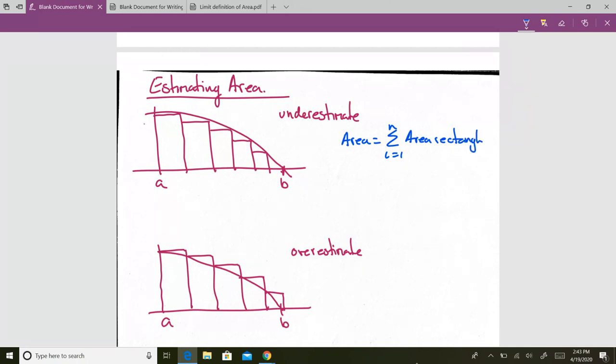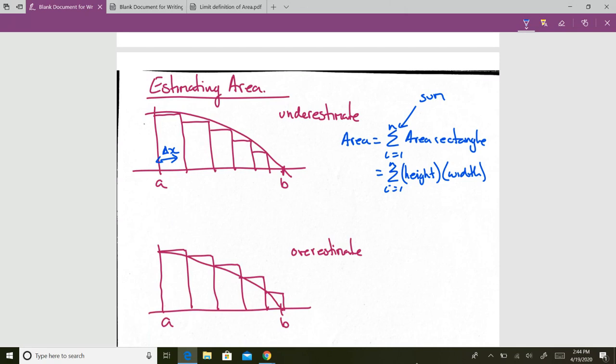Just intuitively, you can look at that. Remember, sigma means sum. Add up the areas of all the rectangles. Okay, well, what's the formula for area of a rectangle? Area of a rectangle is height times width. Okay, width of each rectangle we're going to call delta x.